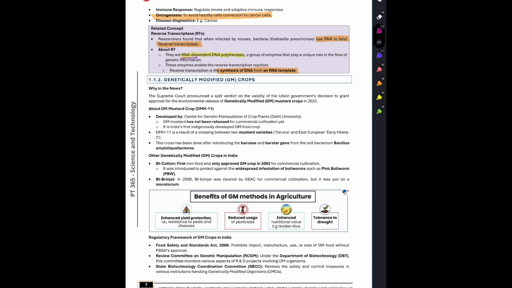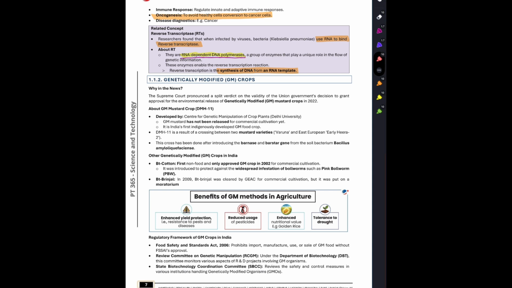So, RNA-dependent DNA polymerases, a group of enzymes that play a unique role in the flow of genetic information. Genetically modified crops. The Supreme Court pronounced a split verdict on the validity of the Union government's decision to grant approval for the environmental release of genetically modified mustard crops in 2022. So, what are these genetically modified crops?